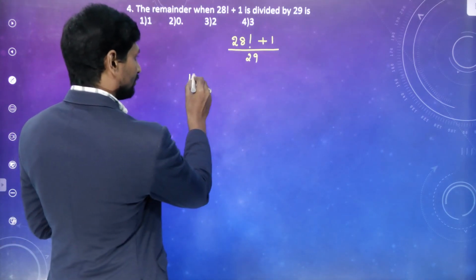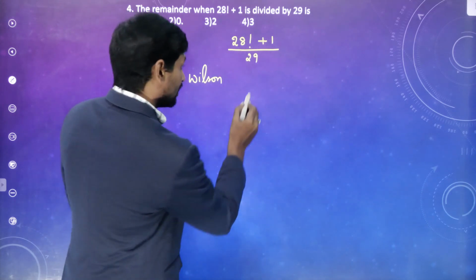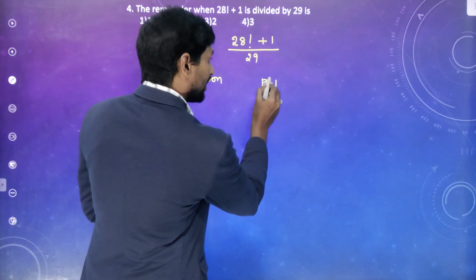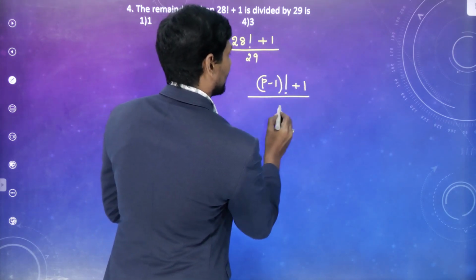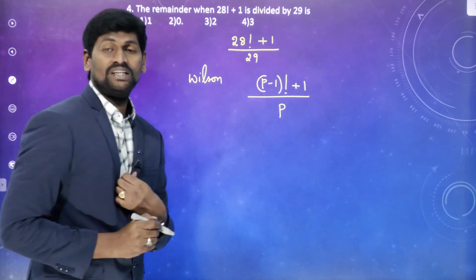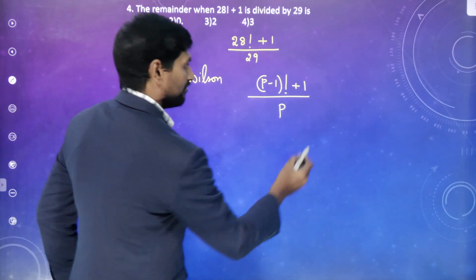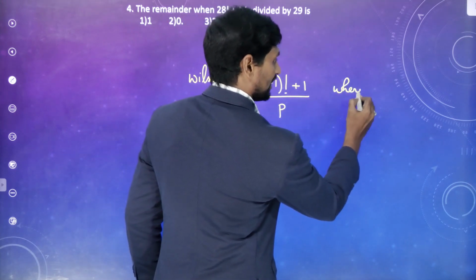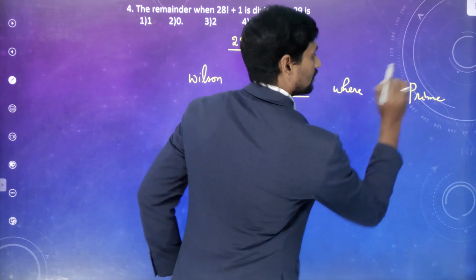What is Wilson's theorem? (P minus 1) factorial plus 1 is exactly divisible by P, where P is a prime number.